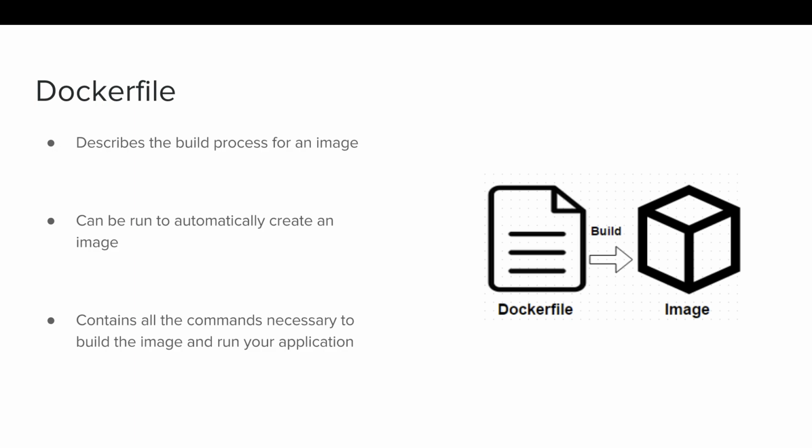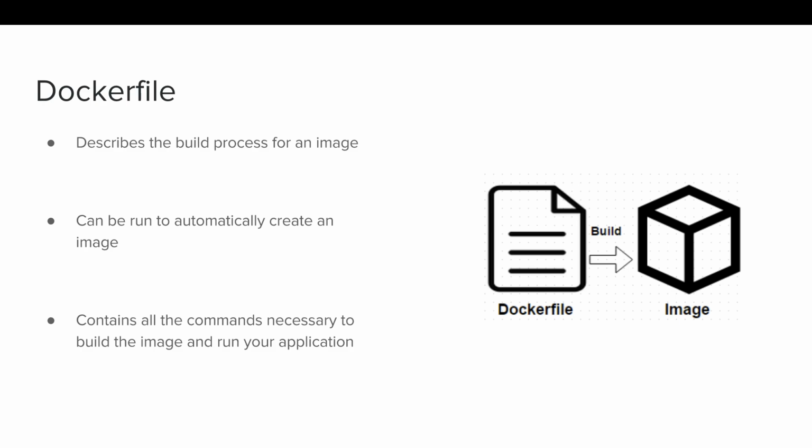So how do you create an image? Well, you have to define a Dockerfile. A Dockerfile describes the build process for an image. So it's a definition. It's not the actual program. That would be what the image is. The image can be run. A Dockerfile is just a definition.